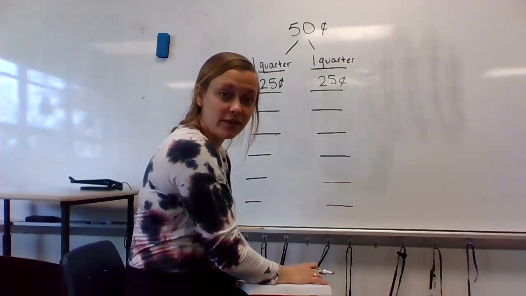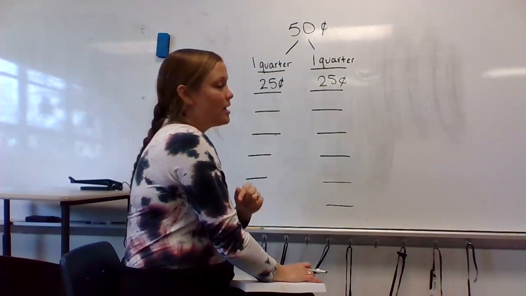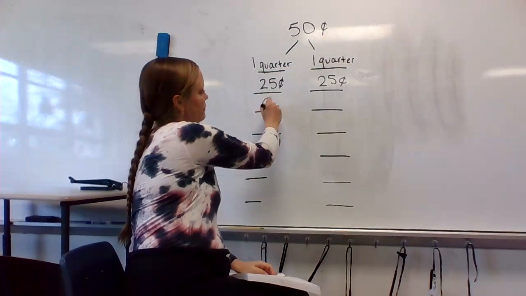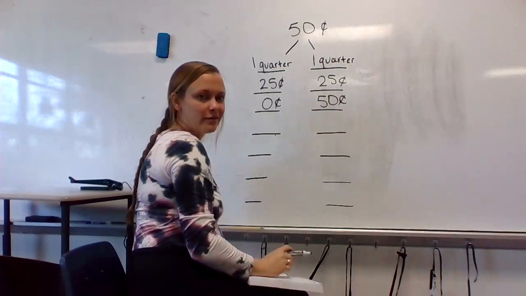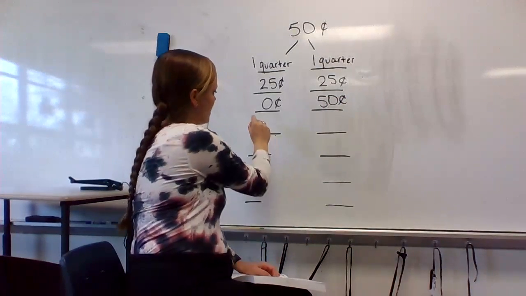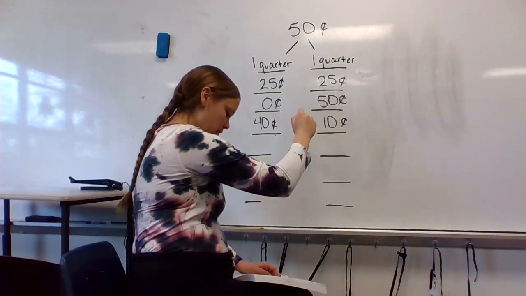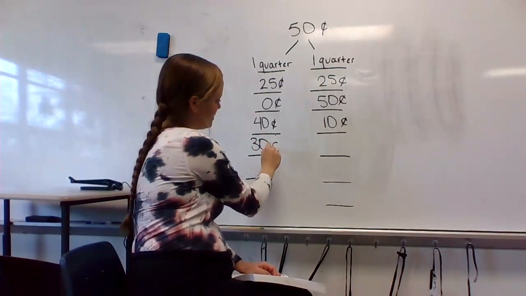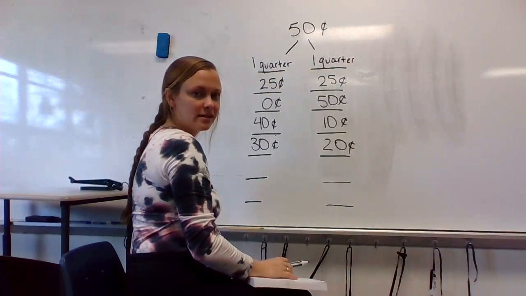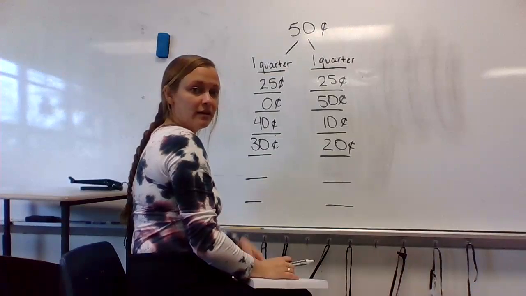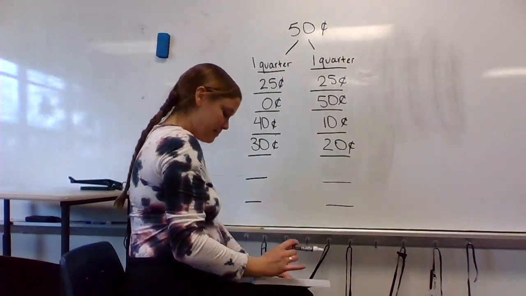All right, if you pause the video, which I hope you did, and if you haven't, pause it now and go ahead and try. Let's go over some answers. I know 50 cents could be 0 cents and 50 cents, right? A 50 cents piece. I know that I could have 40 cents and 10 cents. I know that I could have 30 cents and 20 cents. See how we're just breaking apart 50 cents? 30 plus 20 is 50. 40 plus 10 is 50. 0 plus 50 is 50.